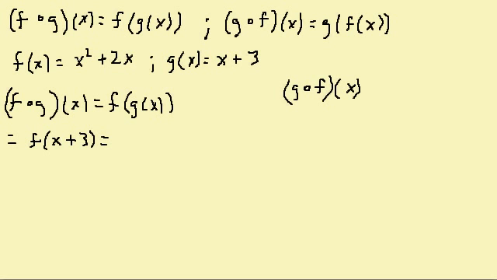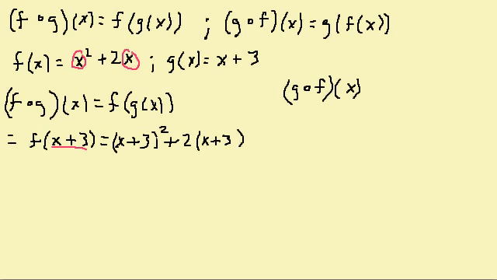So this is f of x plus 3 is equal to, now in the place of x we're going to plug in x plus 3. So this is x squared, so that's x plus 3 squared plus 2 times x, and in the place of x we're going to put x plus 3, and then we have to simplify this.